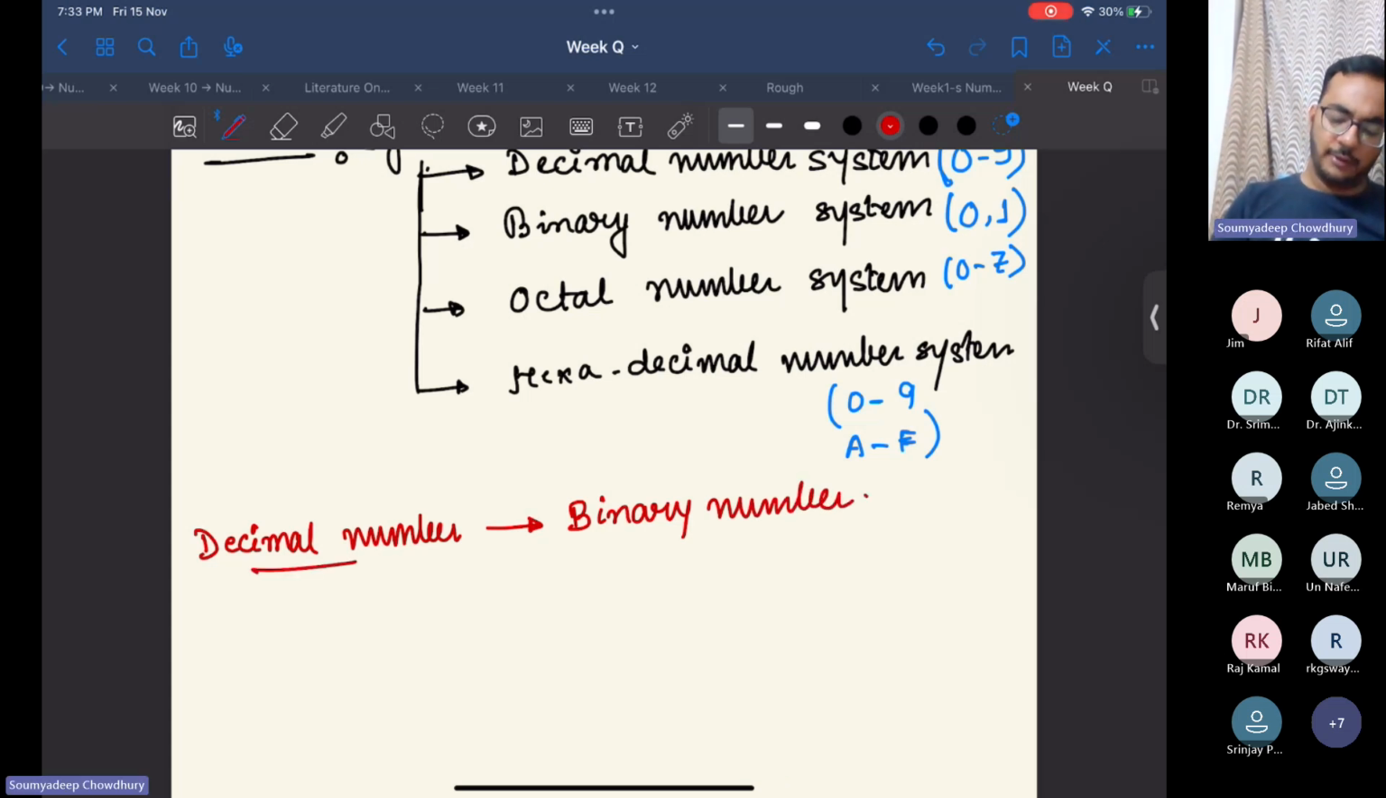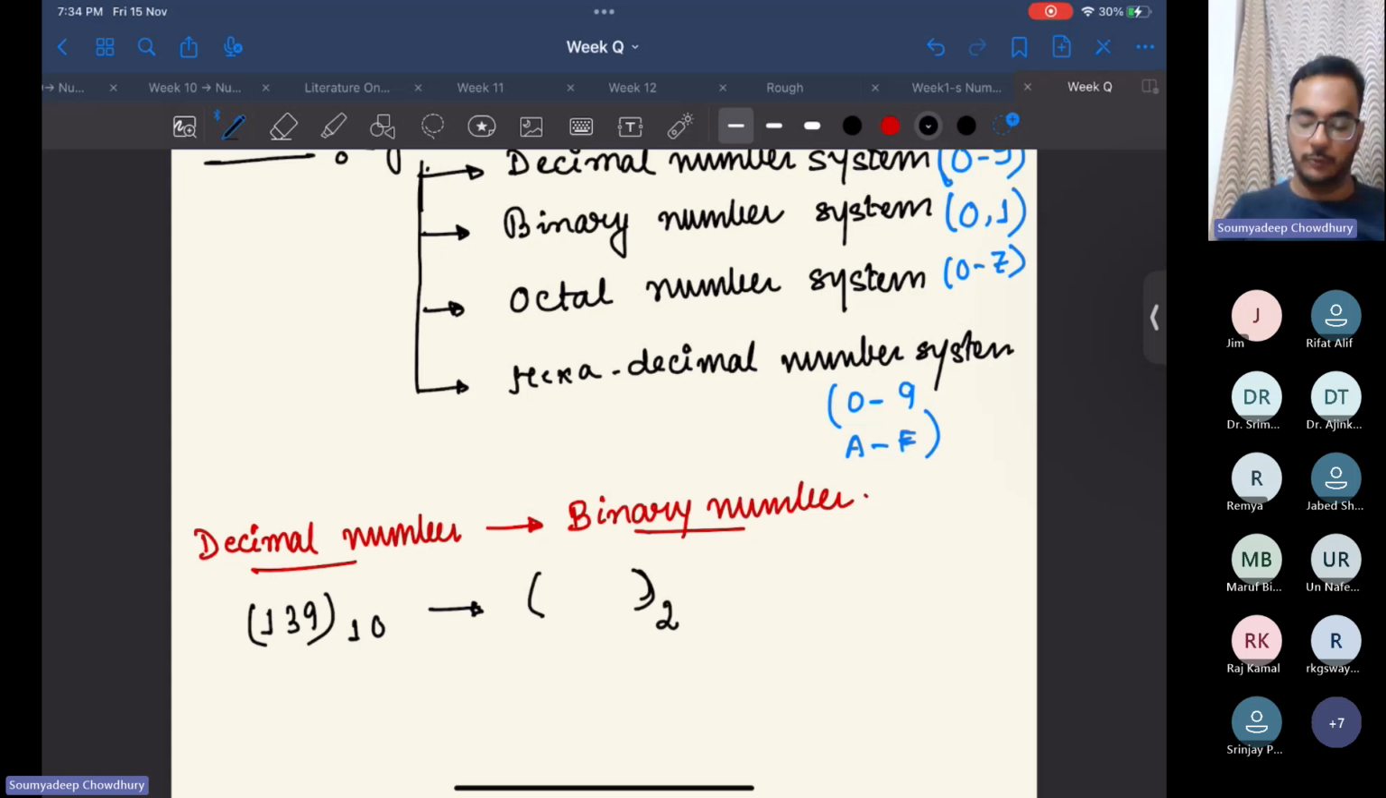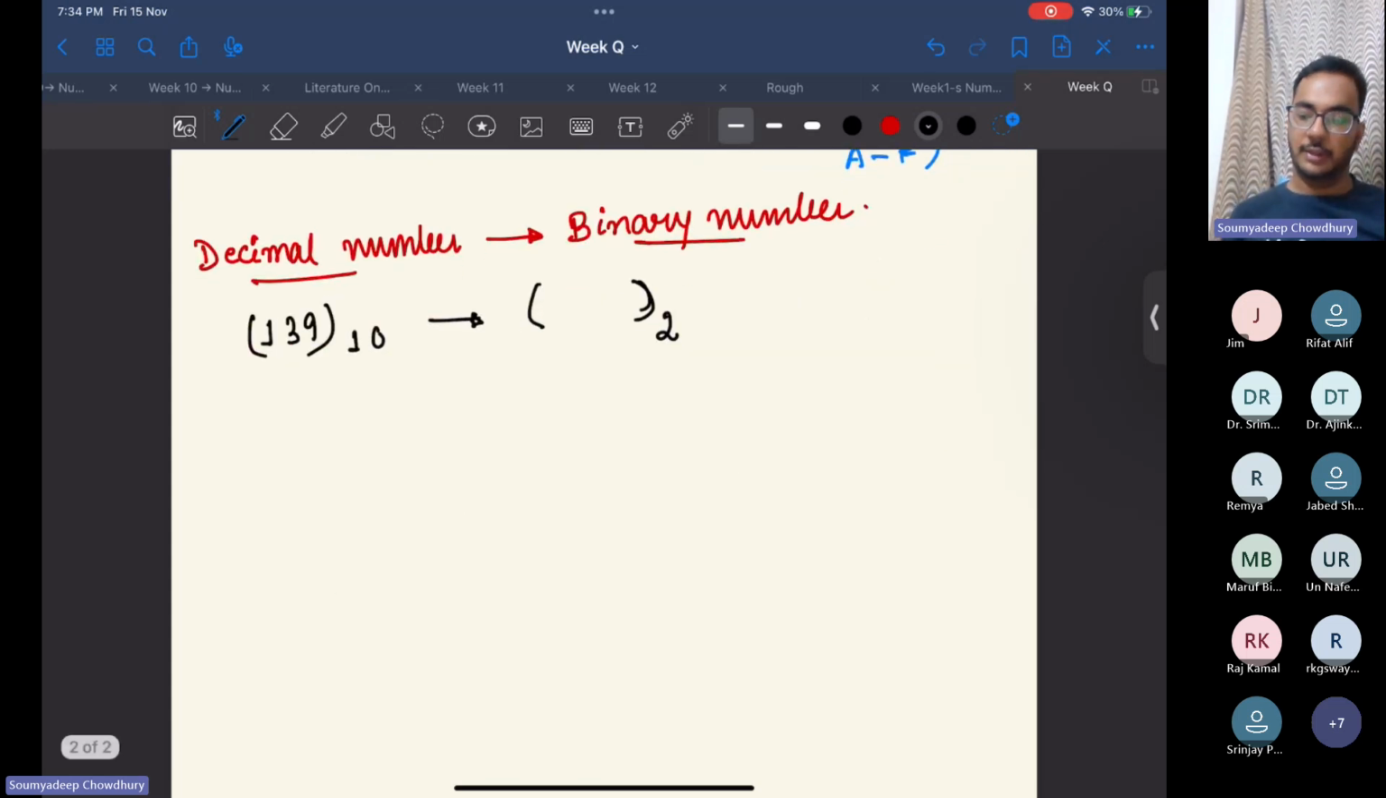Suppose you have your decimal number given, say 139. Any decimal number we will be representing like this to the base 10, because there are 10 digits. So we'll be representing it in brackets with subscript 10. You have to find the corresponding binary number. In binary, two digits are there, so the base is basically 2, right? First try to understand what the process is.